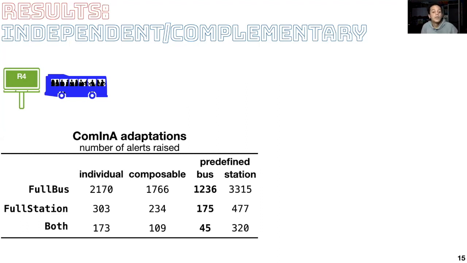And again, we observe that the predefined adaptation is still better, so it raises fewer alerts than the ones found by ComINA. And here, interestingly, you see that choosing always the boss adaptation first in the predefined case is better than choosing always the full station adaptation first.